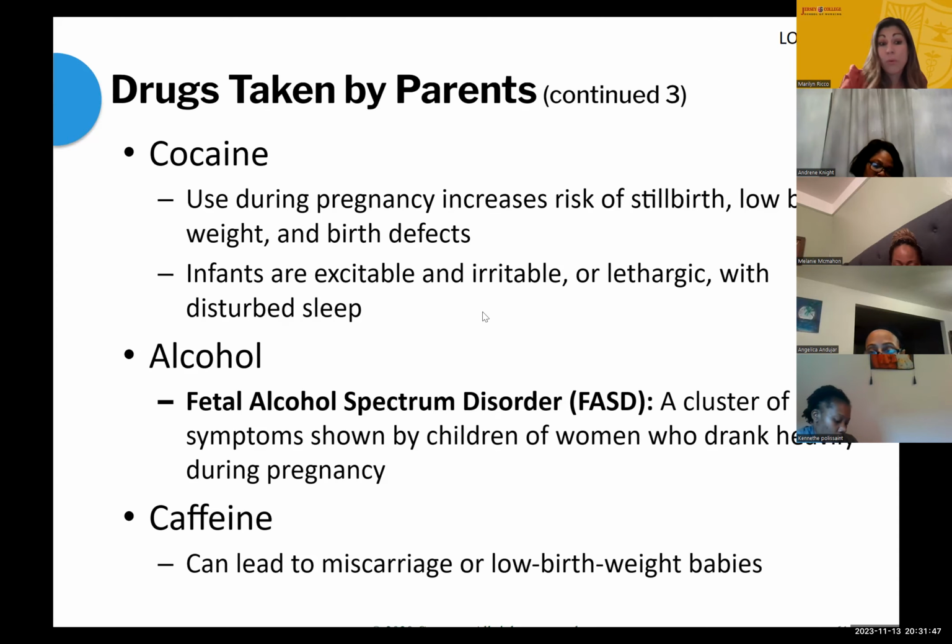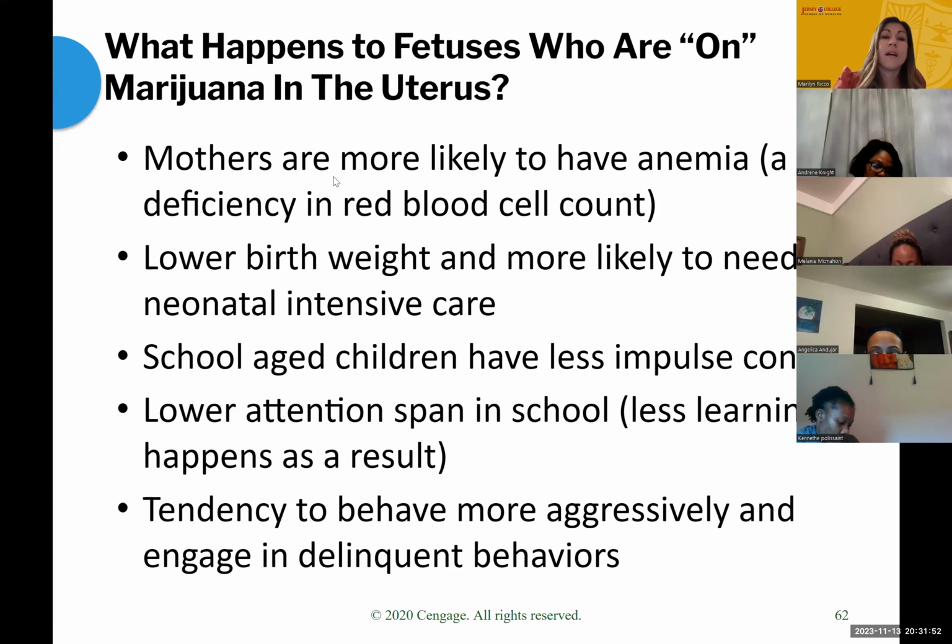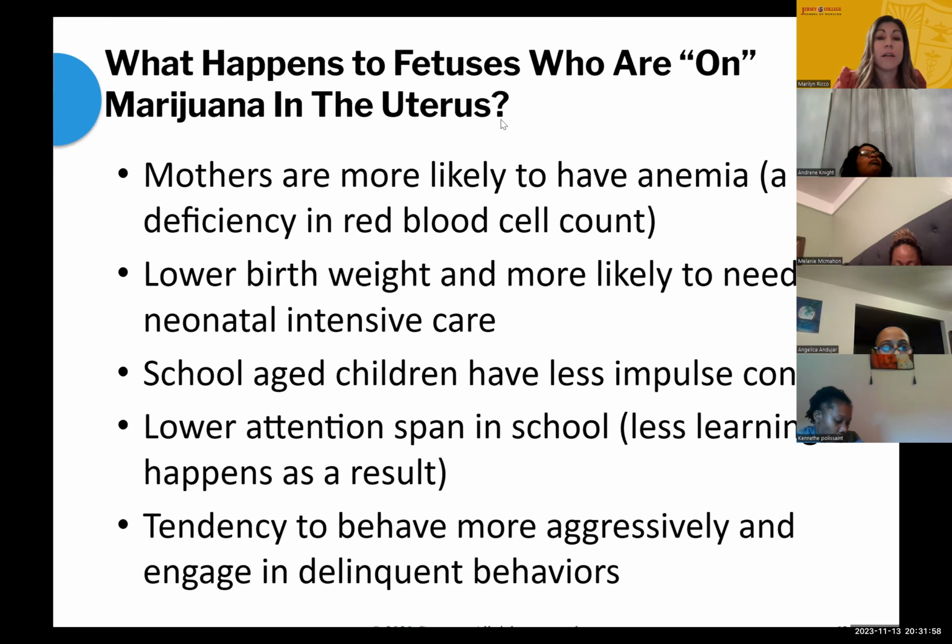And that's important, you know? So you want to make sure you're reducing your levels of these things. And then it says, what happens to fetuses who are exposed to marijuana in the uterus? Mothers are more likely to have anemia, which is a deficiency in red blood cell count, lower birth weight, and more likely to need neonatal intensive care. School-aged children have less impulse control and a lower attention span in school. Less learning happens as a result, and there is a tendency to behave more aggressively and engage in delinquent behaviors.